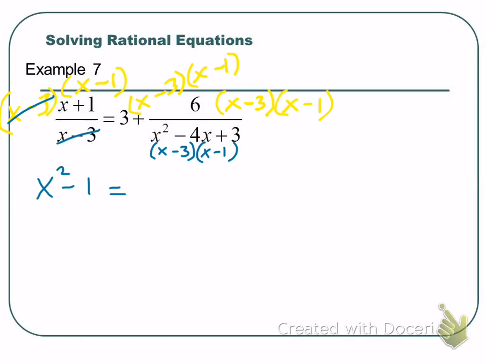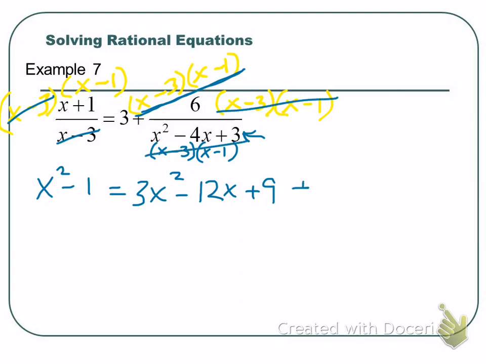Now, we have a little gift here. This is x squared minus 4x plus 3. So I don't have to multiply it back out because I just factored it as that. So when I multiply the 3 by this, it's 3x squared minus 12x plus 9. Here these things cancel and I'm left with plus 6.